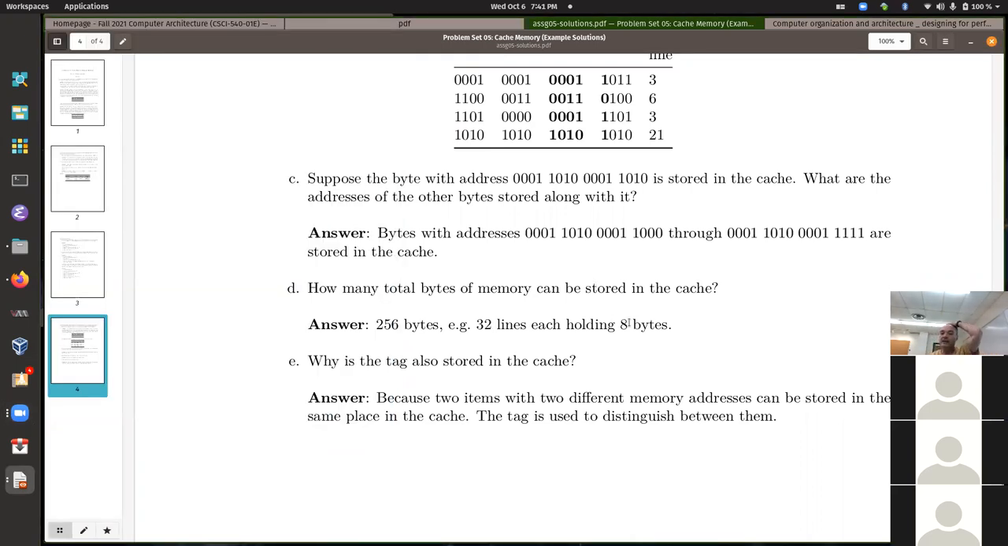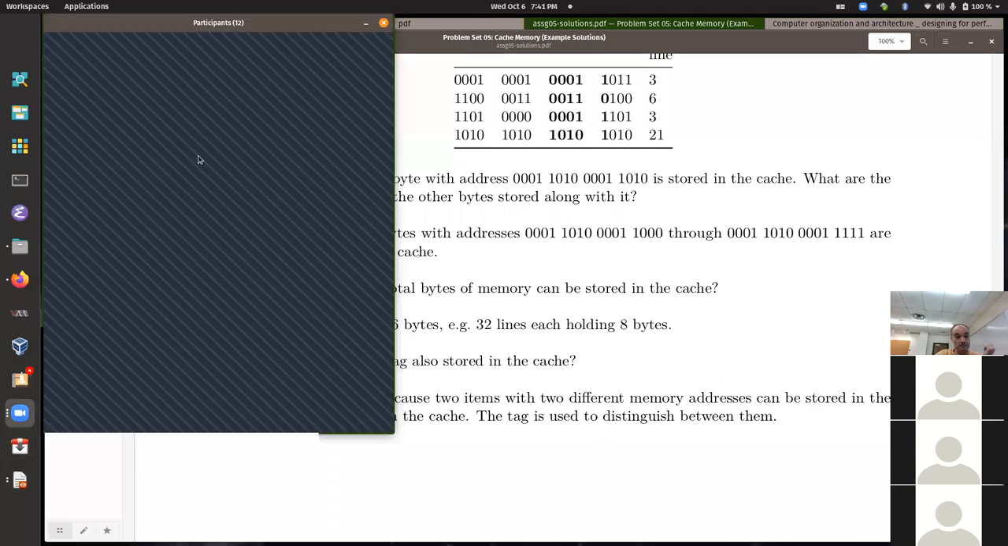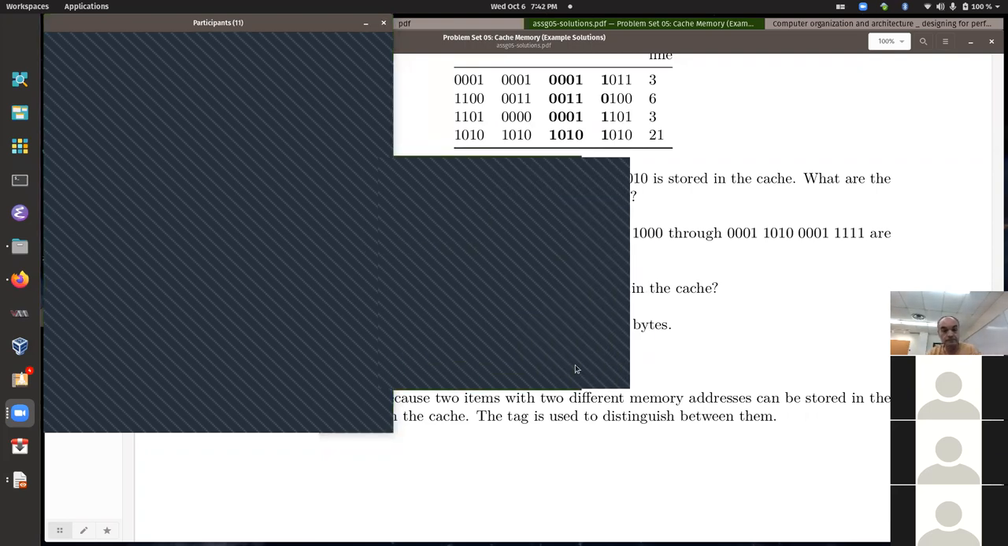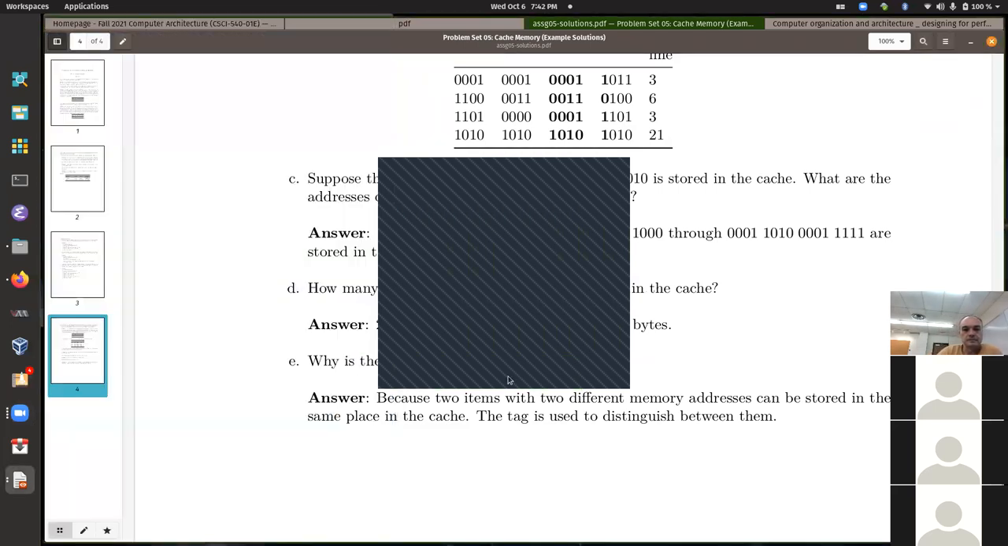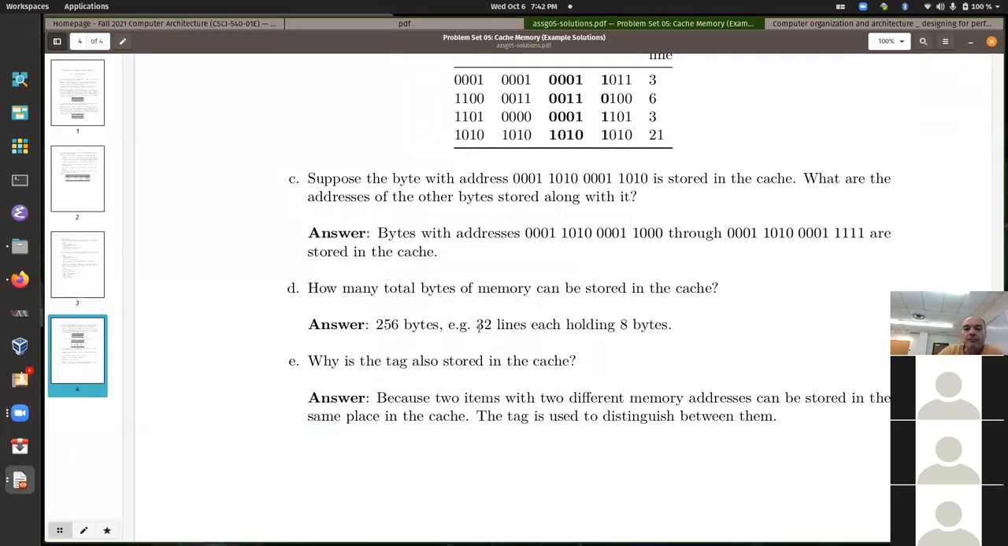Given that we know that each line holds 8 bytes and then we have 32 lines, you can calculate the total. You can figure out the total bytes of memory that can be in this cache here. So it's relatively small.